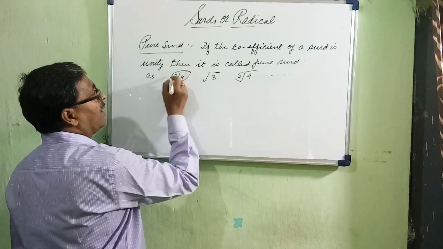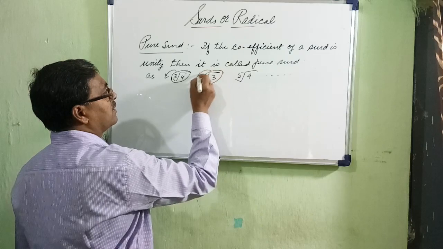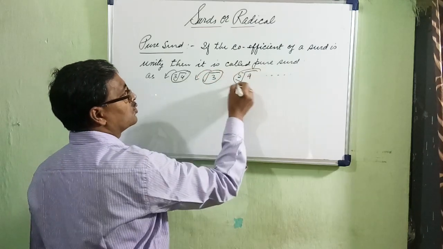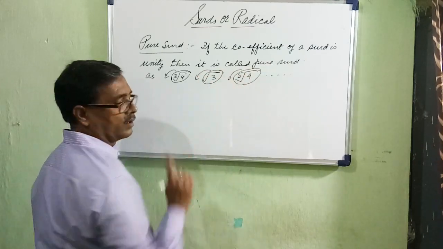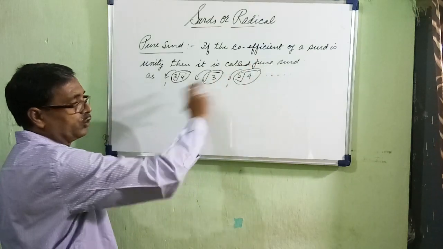These all are having the factor how much? 1. This is having coefficient 1. This is also having coefficient 1. So everywhere it is one, unity. That is what is called unity.